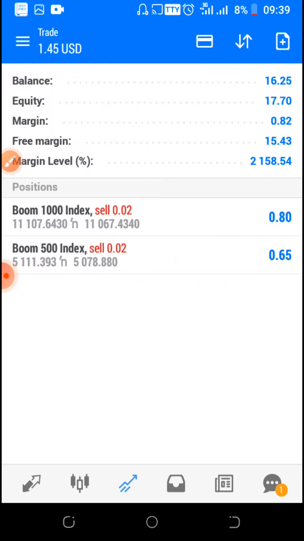Why am I sharing this with you? If you don't prepare your mind as regards the lot size and the market you're going to trade, you're definitely going to make a repeated mistake. As at yesterday, this account was at $6 and today it is at 17 US dollars.